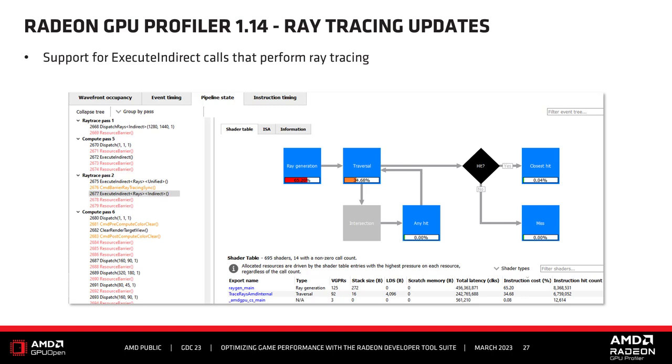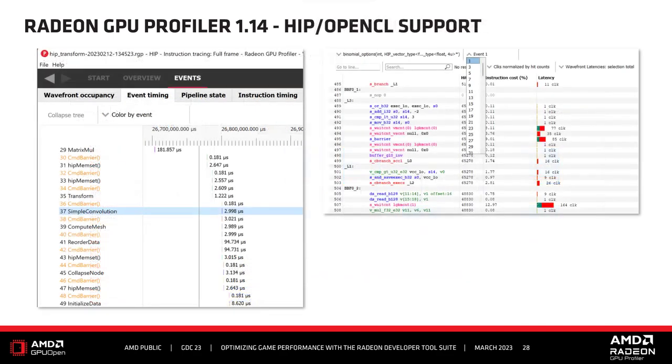You can also see the shader table, which helps you understand which individual shaders within the ray tracing pipeline are the most expensive. Another new feature added to RGP this year was support for the HIP API.